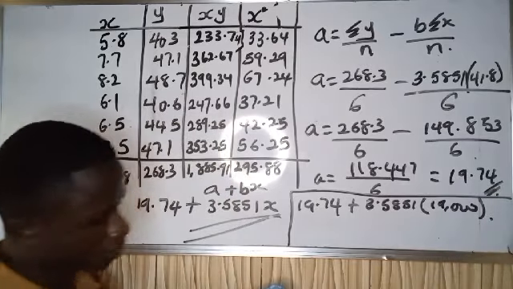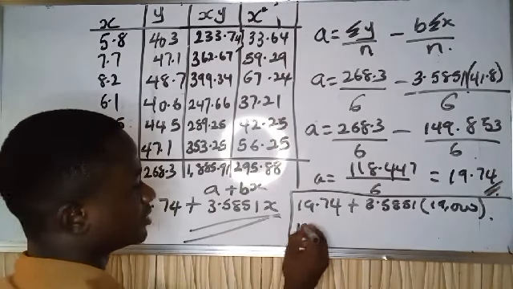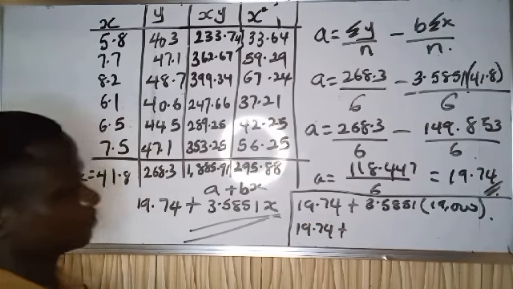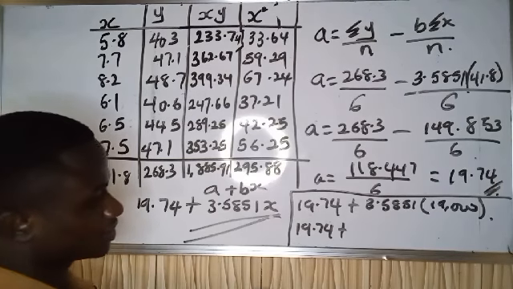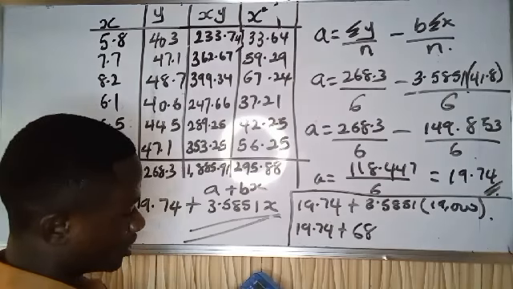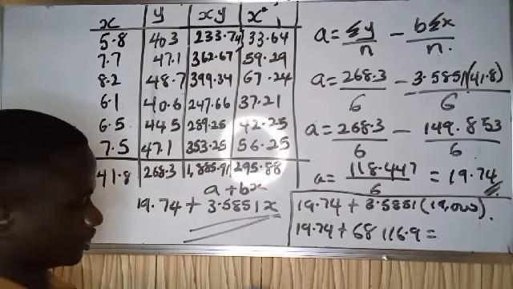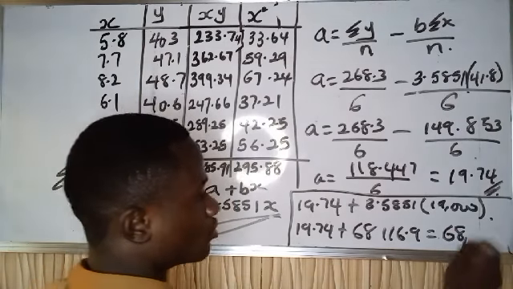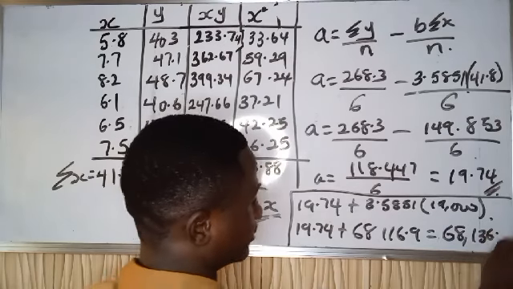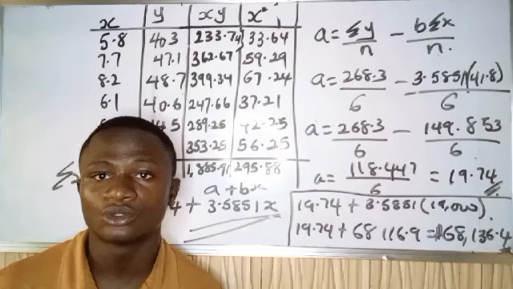19,000. If you do the calculation, I'm going to have 19.74 plus 3.5851 multiplied by 19,000, and that will give me 68,116.9. If I add it to 19.74, that gives me 68,136.4. So this will be the total cost of producing 19,000 units.